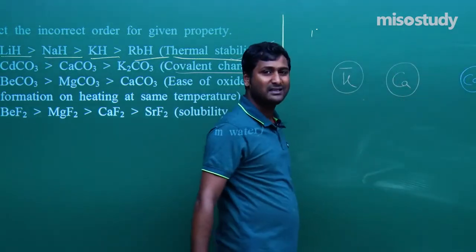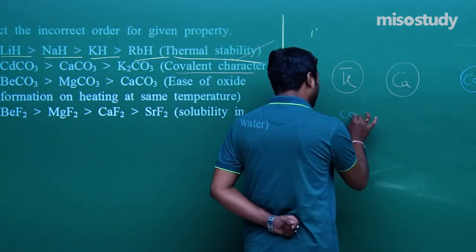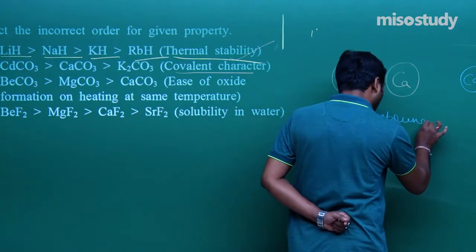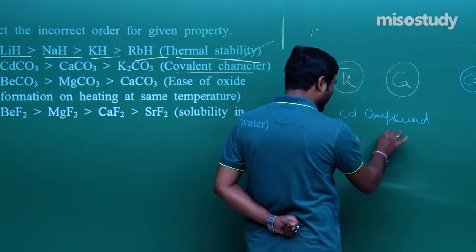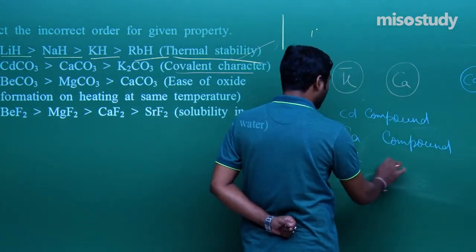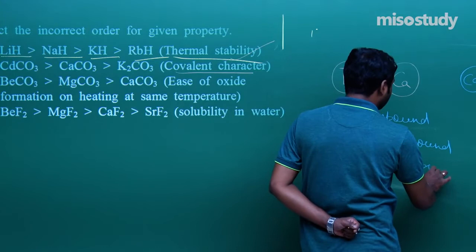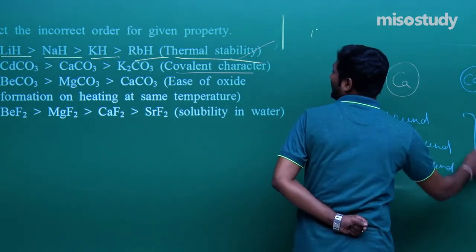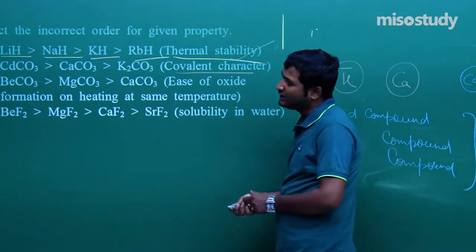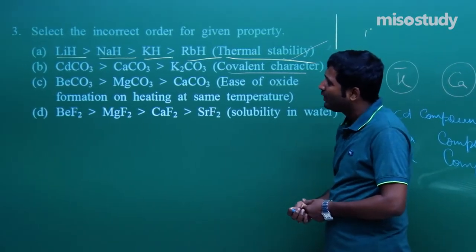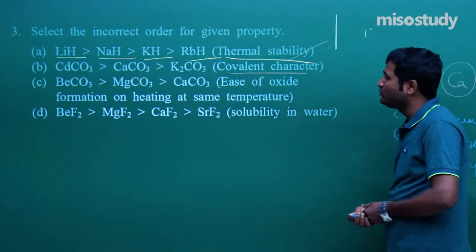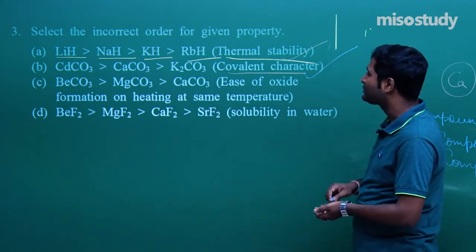So if we compare these three, then what will happen? The Cd compound has slightly more covalent character than the Ca compound. And then there comes the potassium alkali metal compound. Here the comparison is between the carbonates, that is CdCO3, CaCO3. CdCO3, that is the d-block element, will have more covalent character in comparison to calcium and K2CO3. So this is also a correct order.